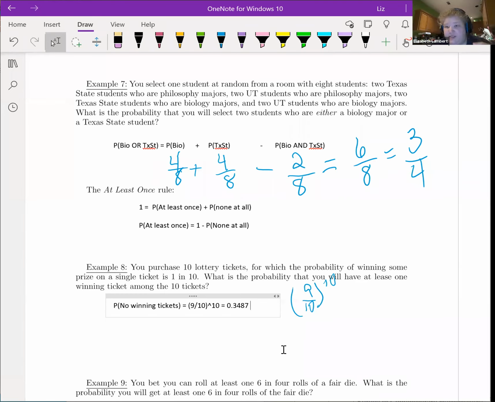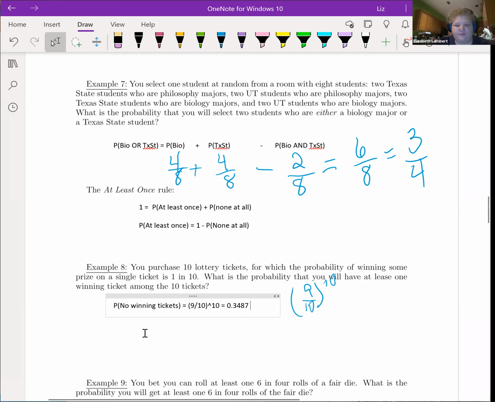So 1 out of 10 chance of winning, 9 out of 10 chance of losing on 1. When I multiply that, it gets bigger. Well, no, it gets smaller. 9 out of 10 is 0.9. So my probability of no winning tickets as I increase my numbers goes down, which means my probability of having at least 1 winning ticket is going up from the 1/10.